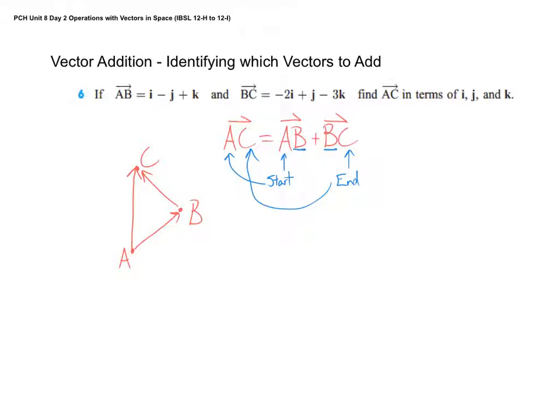Getting those correct is really important. Also, because you may have been given vector CB instead of BC. So to get it to work out right, you would need to take the negative of that. The opposite. To get the letters to work out right.